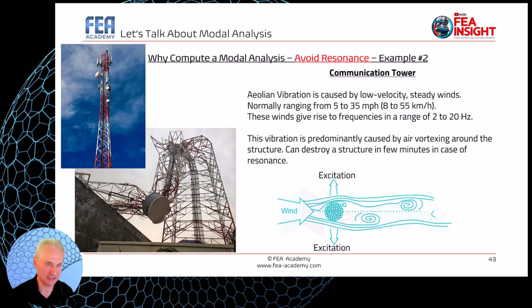Now let's see a second example based on avoiding resonance. It is the communication tower example. Aeolian vibrations are caused by low velocity steady winds. Normally those winds range from 5 to 35 mph, so between 8 and 58 km per hour. Okay, and these winds typically give frequencies in the range of 2 to 20 Hertz. Here I am talking about the excitation frequencies.